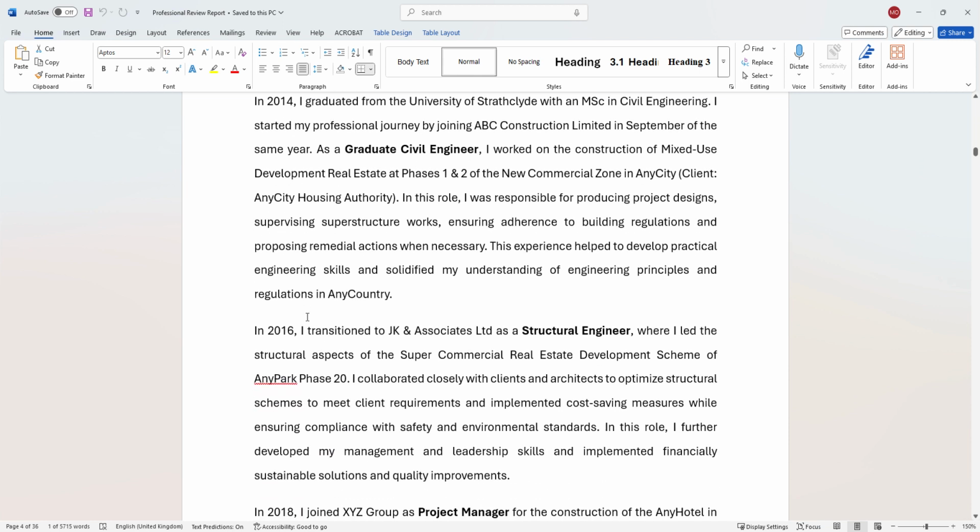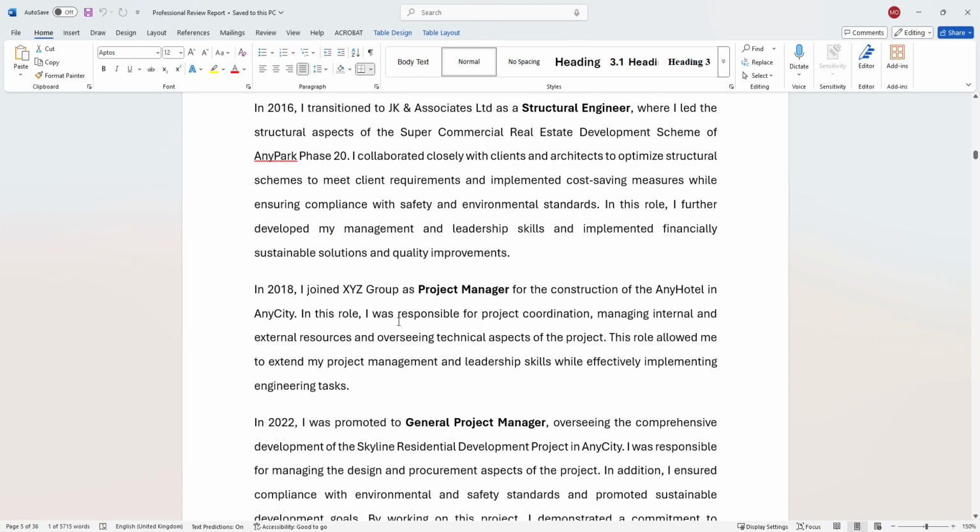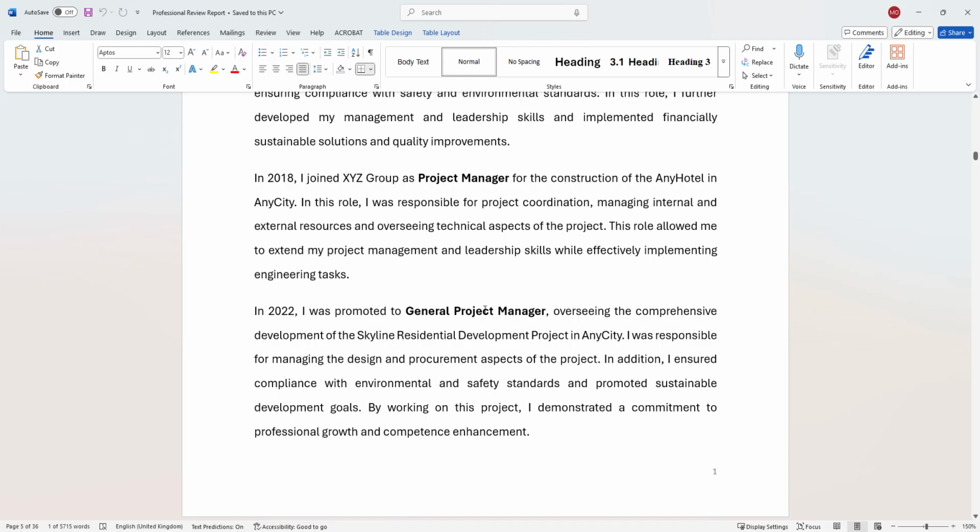The candidate continues with another role. In 2016, the candidate acted as a structural engineer. So obviously, the candidate is no longer a graduate. So this is showing promotion, additional responsibility. In 2018, the candidate started their role as a project manager. It continues in 2022. The candidate worked as a general project manager.